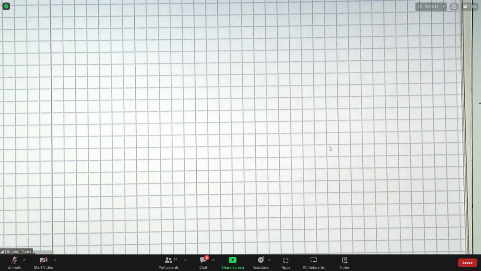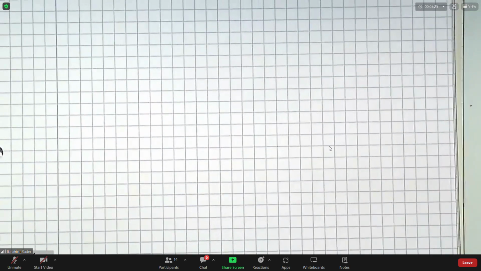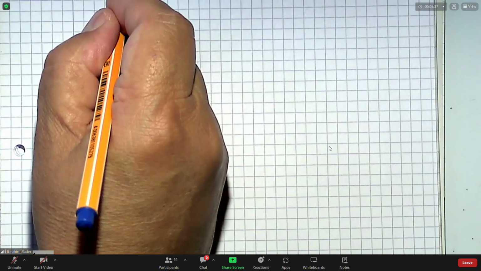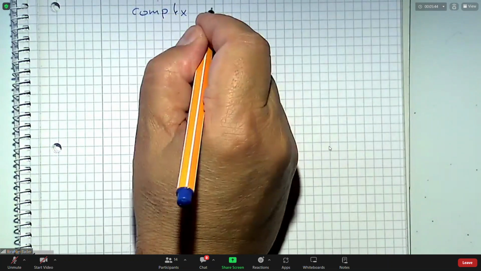First of all, we define the complex numbers, and then we define some basic operations on complex numbers. So this is what I'm going to just recall very briefly here. Okay, so we defined the complex number. Let me take the blue. I hope you can see it here clearly. Complex numbers.